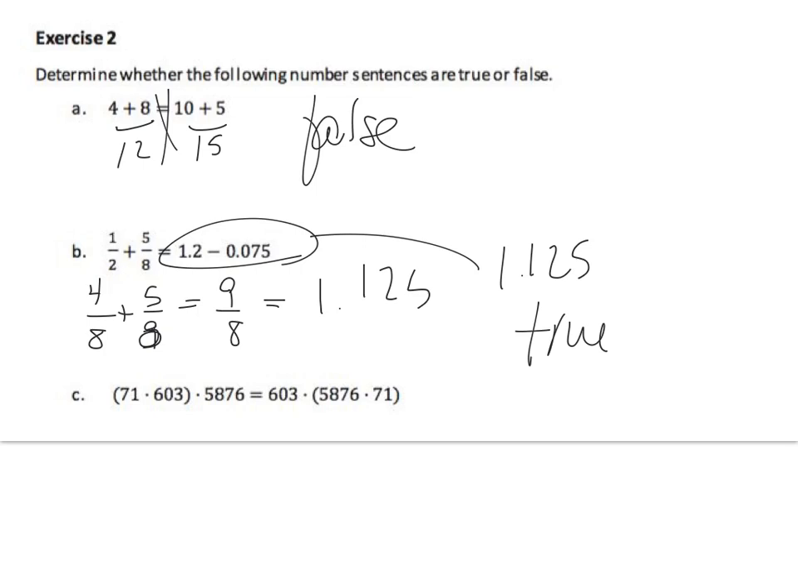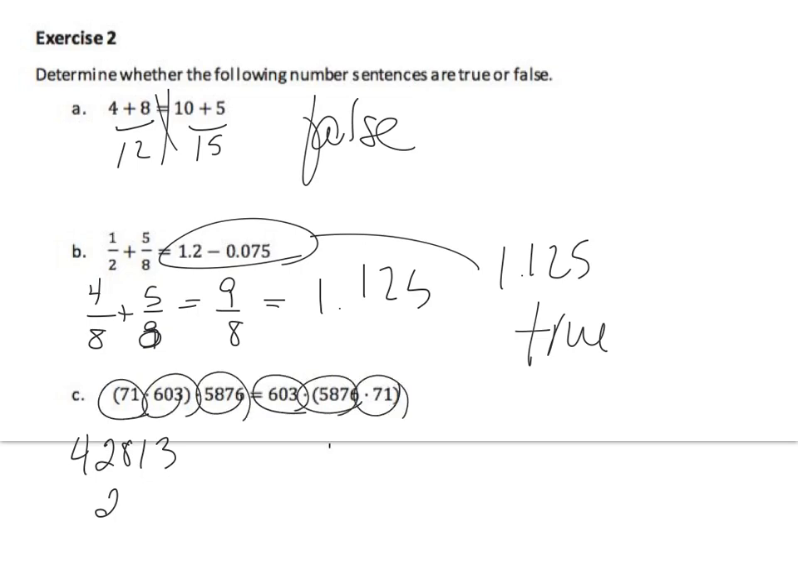PEMDAS, 71 times 603, because that's parentheses, times 5876. Big number. Actually, I don't even have to do this. If I look, it's all the same numbers. They just got regrouped and put in different orders, which is the commutative and the associative properties, which hold true for multiplication. So no matter what order I multiply those in, I'm going to get the same answer. So I don't need to actually do the math. True.